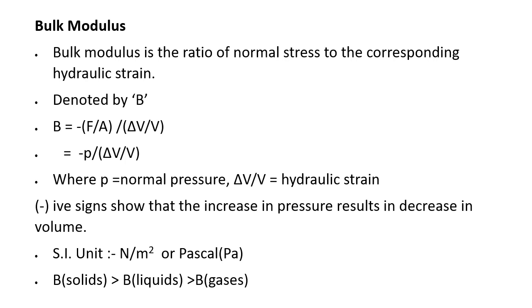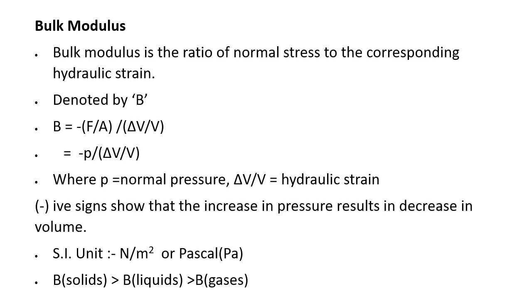Bulk modulus of elasticity. Within the elastic limit, the ratio of normal stress to the volumetric strain is called bulk modulus of elasticity. Mathematically, it is normal stress divided by volumetric strain. And you know that normal stress is force upon area and volumetric strain is delta V by V. So, you will get F by A into V divided by delta V.